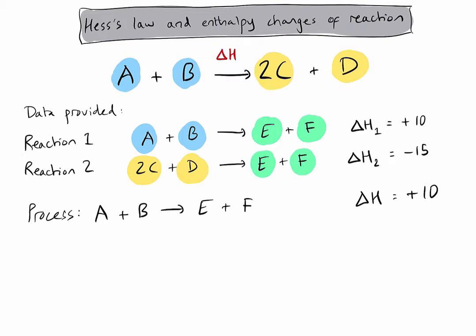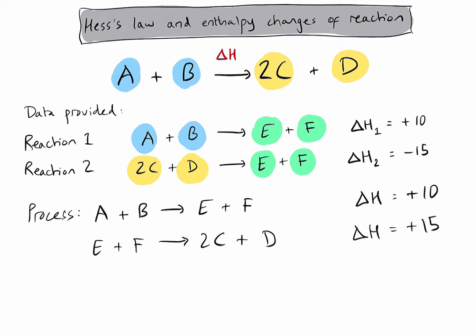So if I've produced E and F from reaction 1, then perhaps I can use it up by doing the reverse reaction of reaction 2. And that also helps me by producing the products that I'm looking for in my main equation. So let's write down reaction 2, but backwards, and then recognise that because I'm doing the reverse reaction for reaction 2, the enthalpy change is going to need the sign change. So the minus 15 for the enthalpy change of reaction 2 is going to become positive 15.